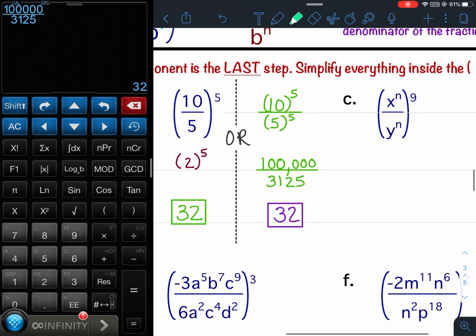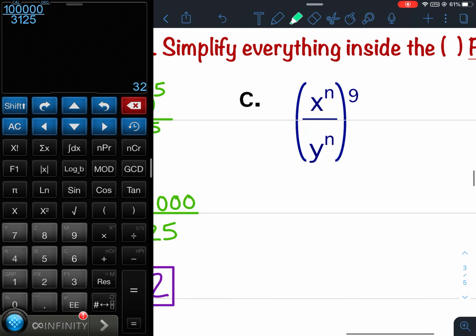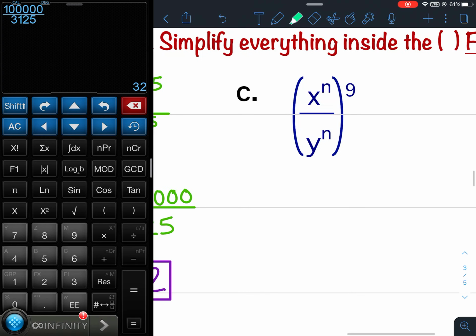All right. For C, can I simplify what's on the inside? Well, the numerator has a base of x and the denominator has a base of y. You can't simplify that. The bases are different. Remember, you can only divide when the bases are the same. So the only thing I can do on this problem is multiply my exponents.